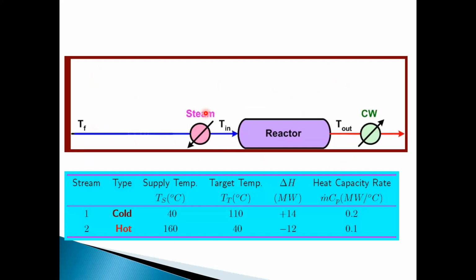Can we save energy here? Yes. We can exchange the hot stream coming from the reactor with the cold stream going to the reactor.